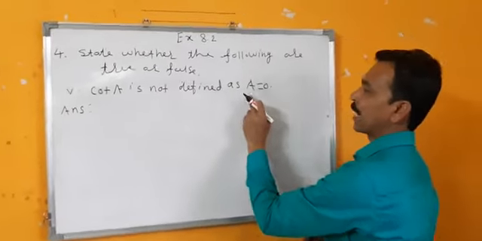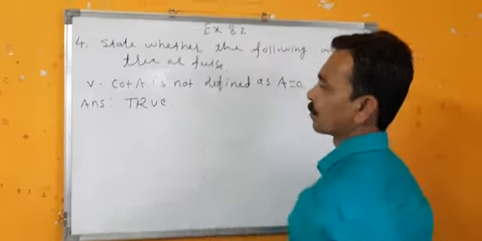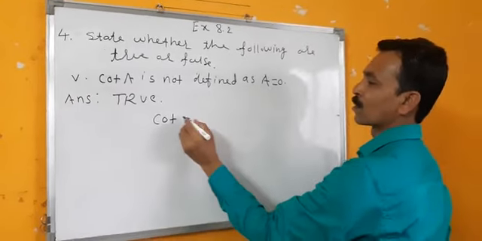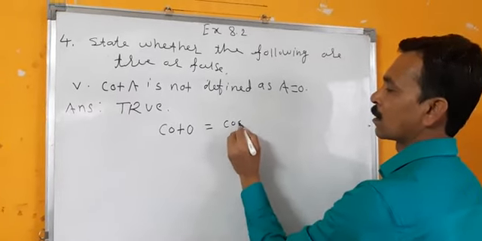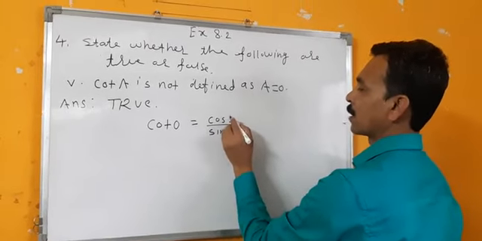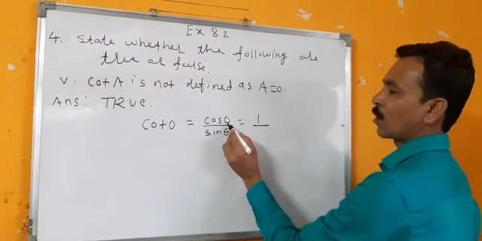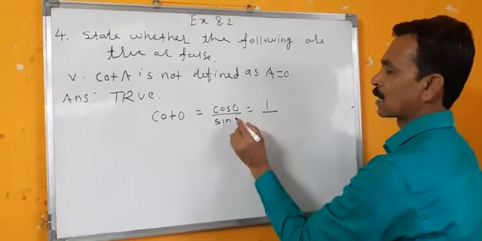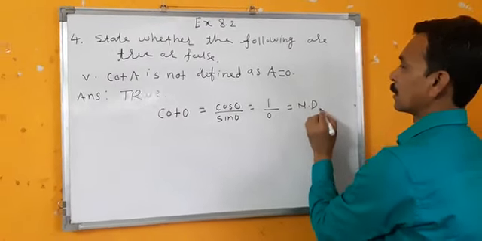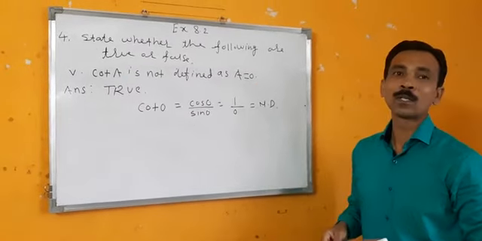Cot A is not defined as A is equal to 0. Answer is true. Let's see what is the reason. We will take A as 0, so we will take cot 0. What is cot? Cos 0 upon sin 0. What is the value of cos 0? 1. What is the value of sin 0? 0. What is 1 by 0? Not defined. That is why cot A is not defined as A is equal to 0.